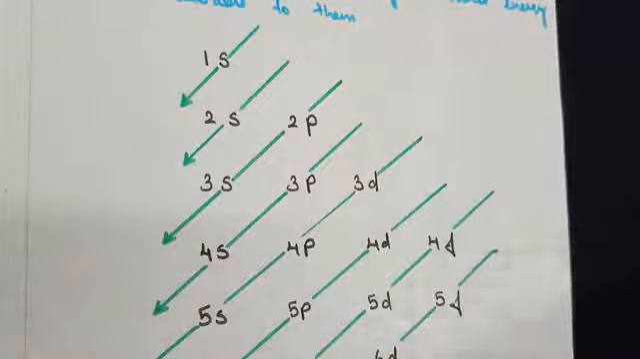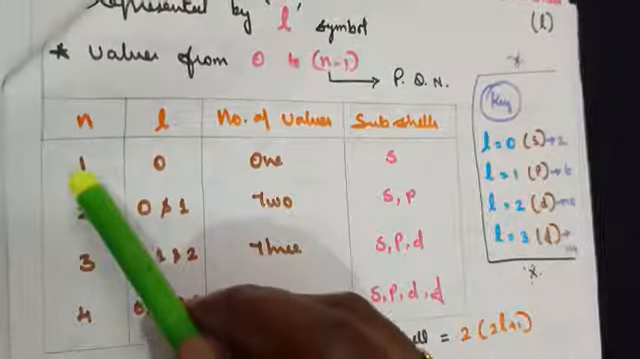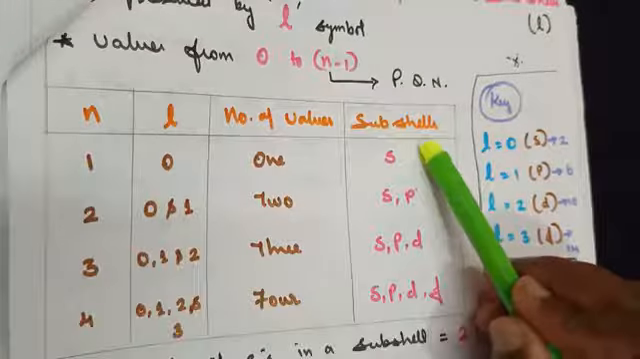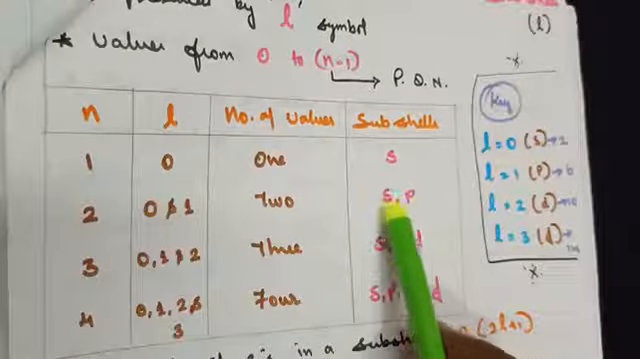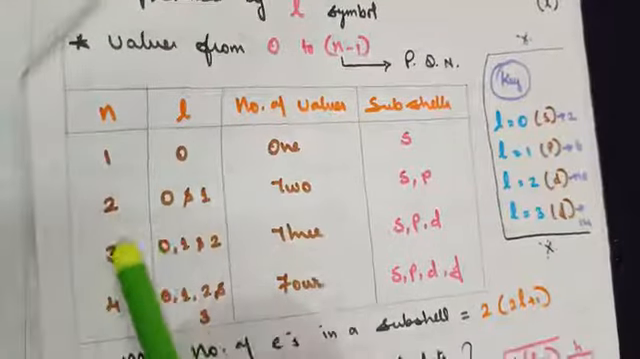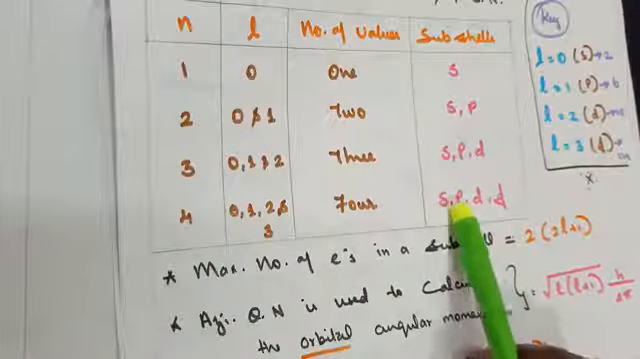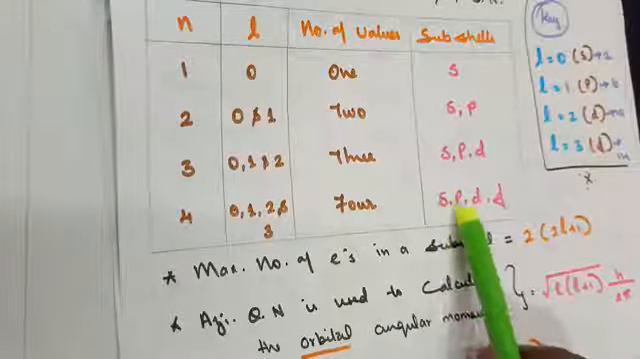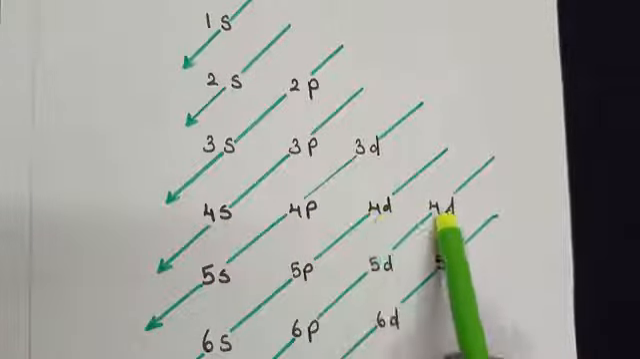I would like to bring back to your mind the concept you learnt in the azimuthal quantum number. When n equals 1, only the s subshell will be found. When n equals 2, you will find two different subshells, s and p. When n equals 3, you will find three subshells, s, p, d. Hence, I am writing 3s, 3p, 3d. When n equals 4, you will find four subshells, s, p, d and f. Hence, I am writing 4s, 4p, 4d, 4f.